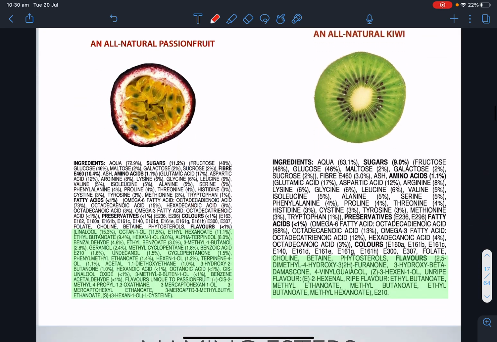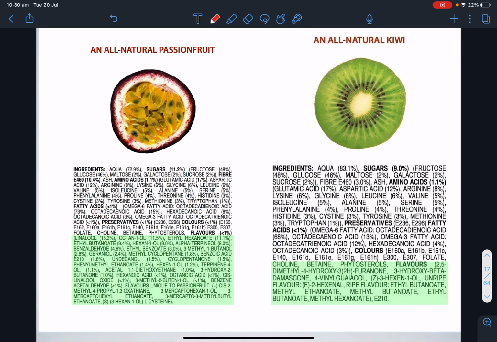Okay, I've just added in, here's the same person who made these ingredients list. I love them. There's one for the passion fruit, there's one for the kiwi. Have a look in these green highlights that I've put in there. They're all the esters that are in them, the mix of them. So there's quite an awful lot.